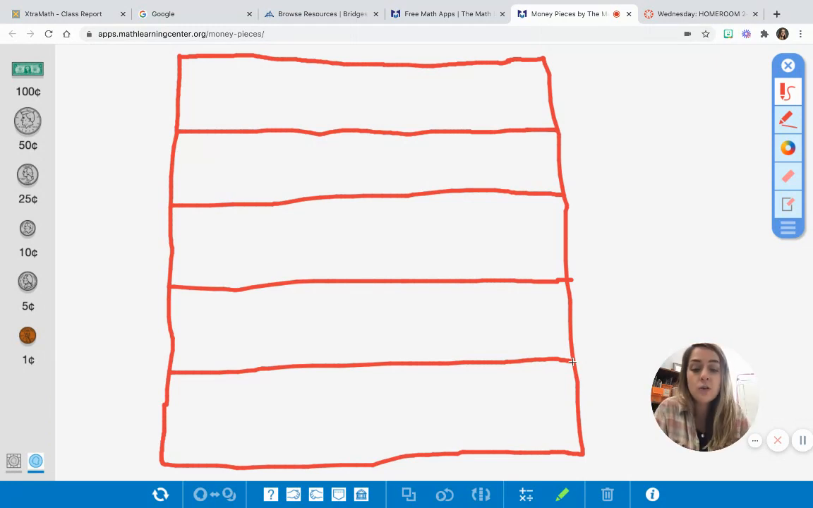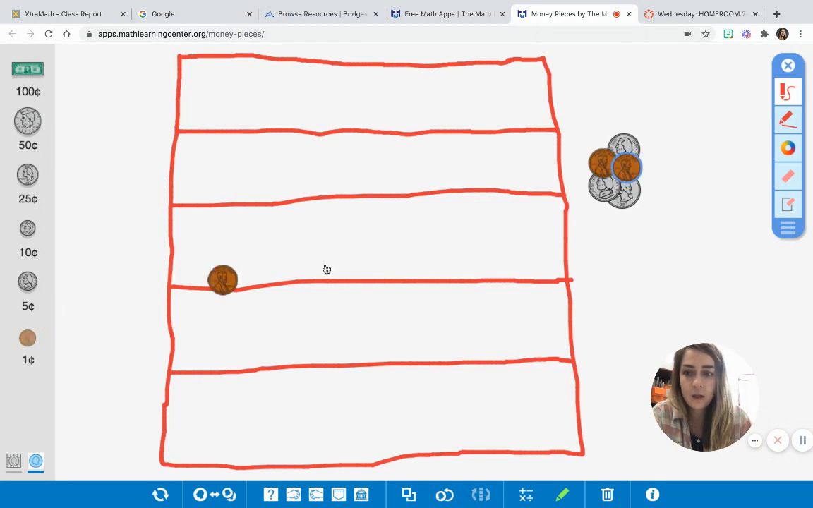Now, the first thing I want you to do when you have your collection of coins, I'm going to show you the coins that I have. I'm going to draw them up here. So I have this, this, this, this, and this. All right. I drew it like that because that's probably what your coins look like when you're holding them in your hand. They're just in a big jumble.